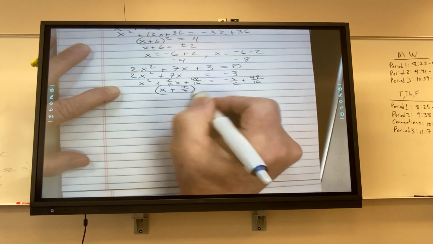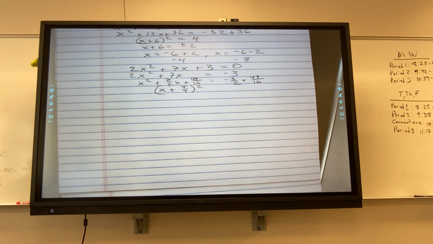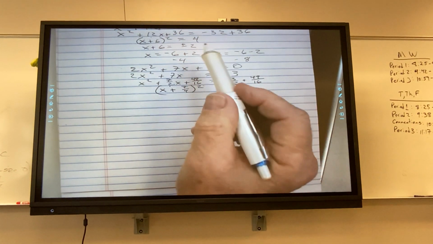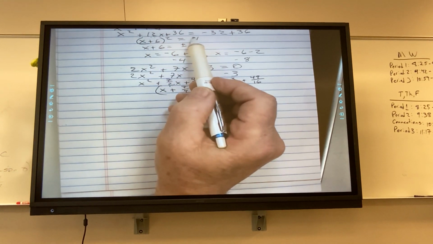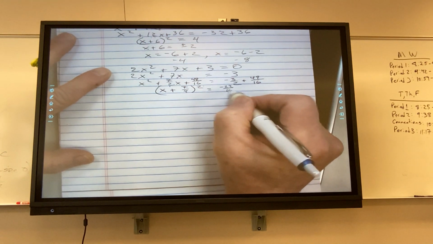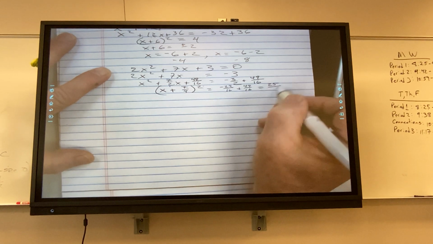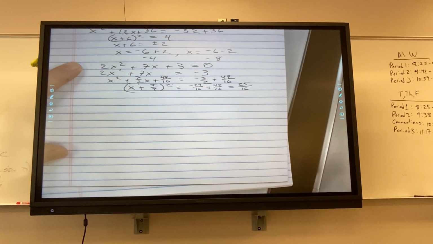Squared. Quick question, why did you square it? Because that's the process you do for completing the square. Okay. You take half of this and square it. Okay. Yeah, that makes sense. And then this is a negative 24 over 16 plus 49 over 16, and I get 25 over 16. Everybody with me? Yep. Okay?